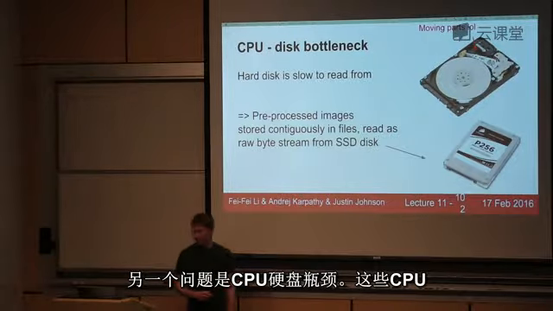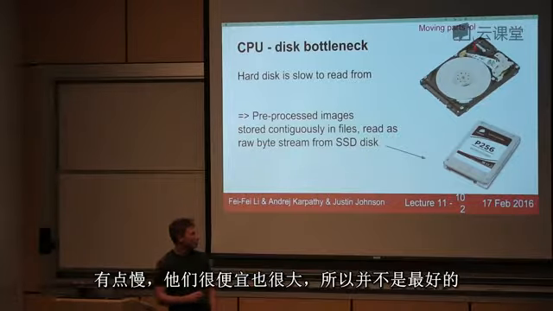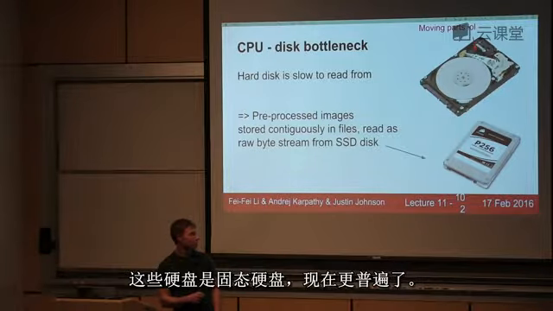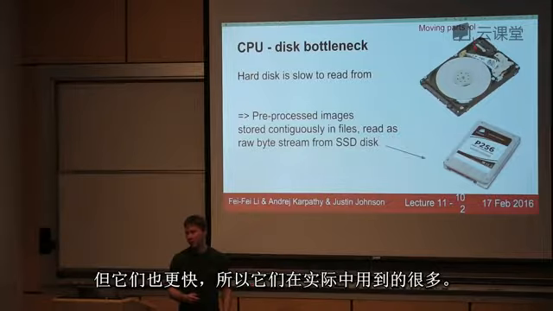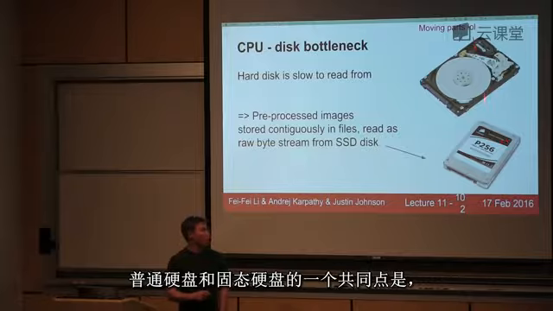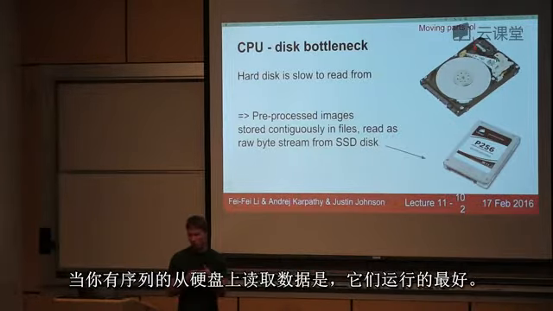Another problem is the CPU disk bottleneck. So these things are kind of slow. They're cheap and they're big, but they actually are not the best. These are hard disks; now solid-state drives are much more common. The problem is that solid-state drives are smaller and more expensive, but they're a lot faster, so they get used a lot in practice. Although one common feature to both hard disks and solid-state drives is that they work best when you're reading data sequentially off the disk.